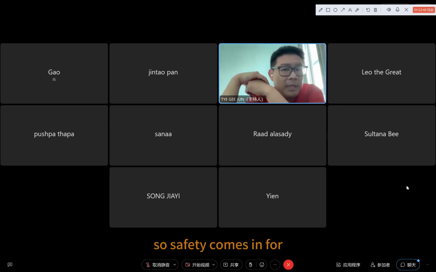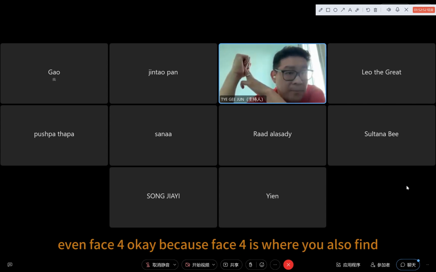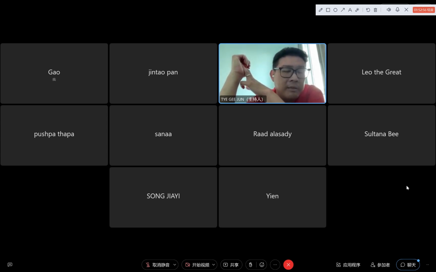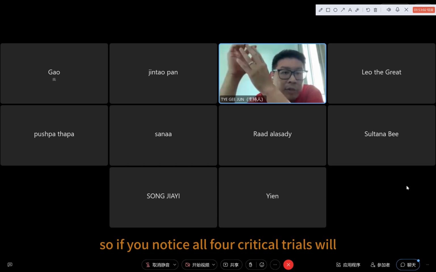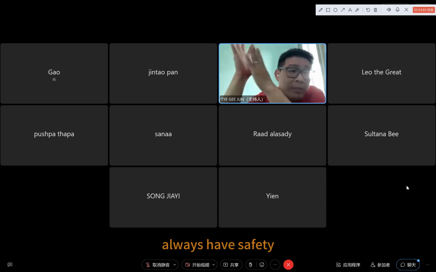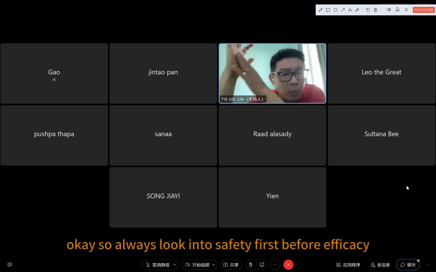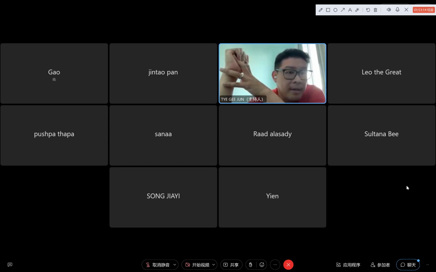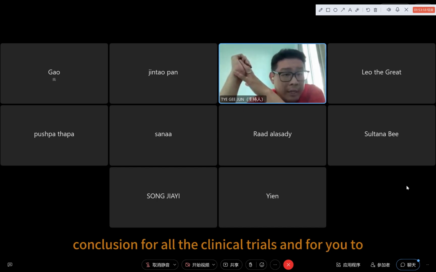So safety comes in for clinical trial phase 1, phase 2, phase 3, even phase 4. Okay, because phase 4 is where you also find some underlying adverse effects or side effects as well. So if you notice, all 4 clinical trials will always have safety, and efficacy only comes in from phase 2. Okay, so always look into safety first before efficacy. All right, so that is sort of the conclusion for all the clinical trials.